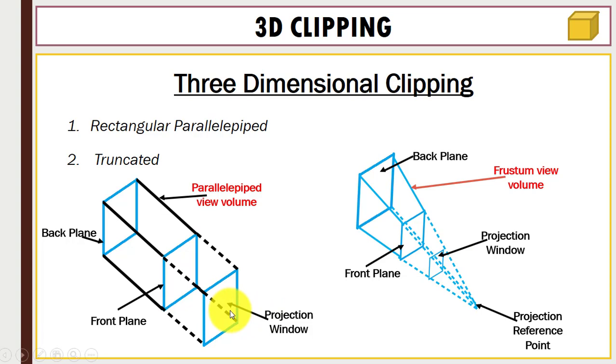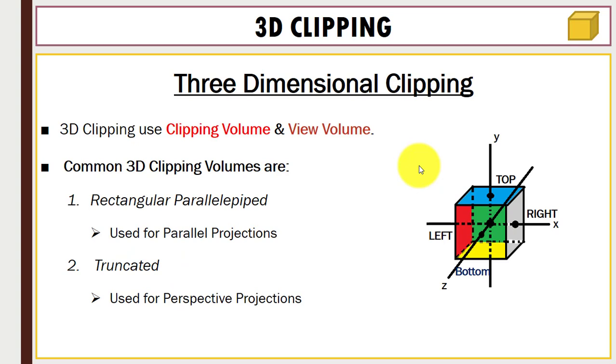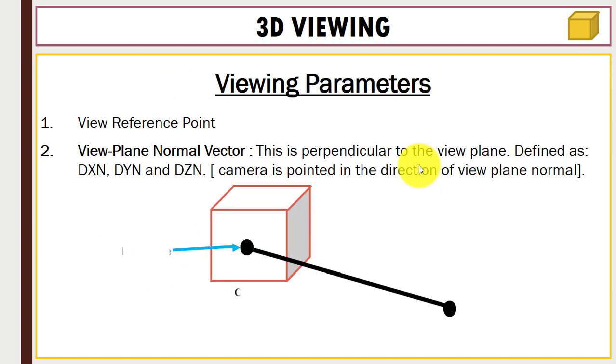Here this is the projection window where the object is projected, and this is the front plane, this is the back plane, and this is the view volume you can see here. And this is for the perspective projection. You can see this is the projection reference point, and here you can see this is the projection window and the front plane, and that's all about this video. That is about the different 3D clipping methods that we have and the different types of view parameters.